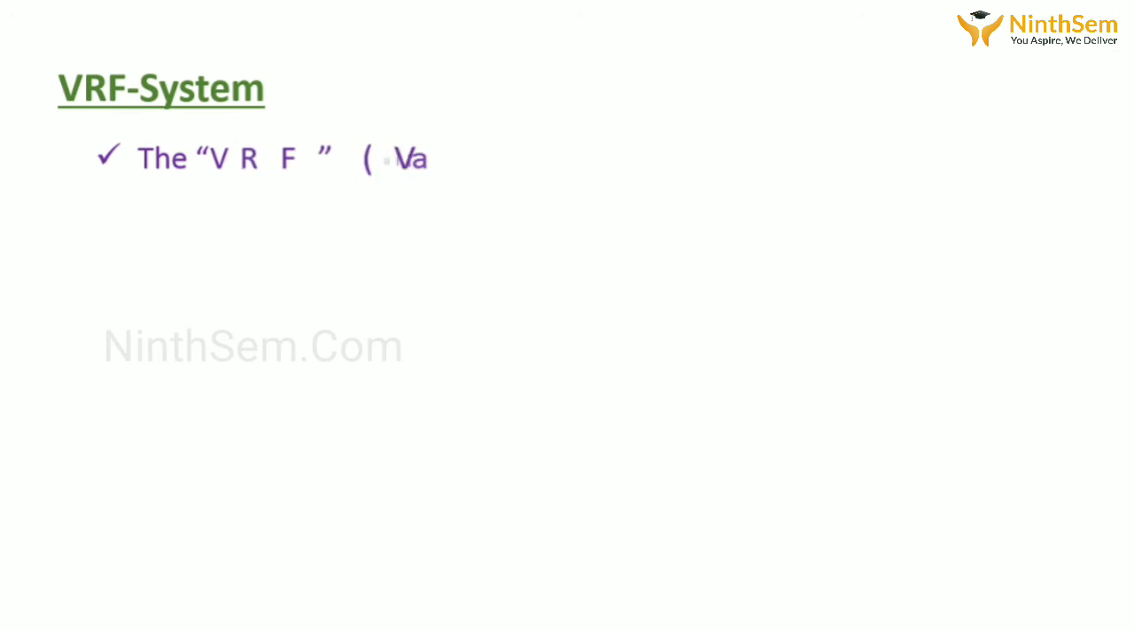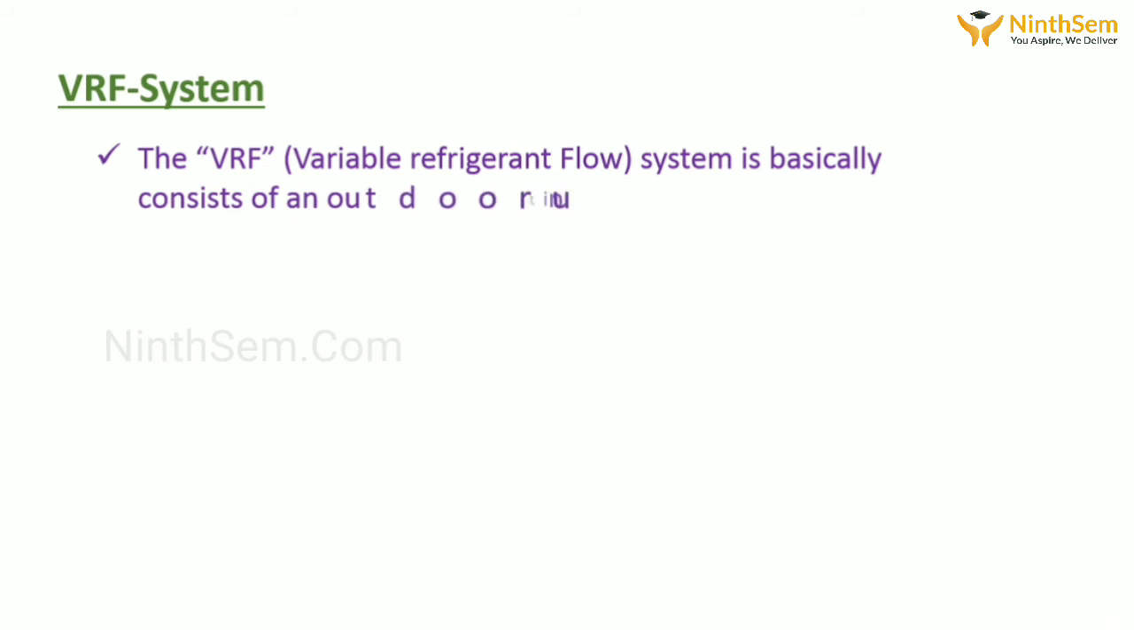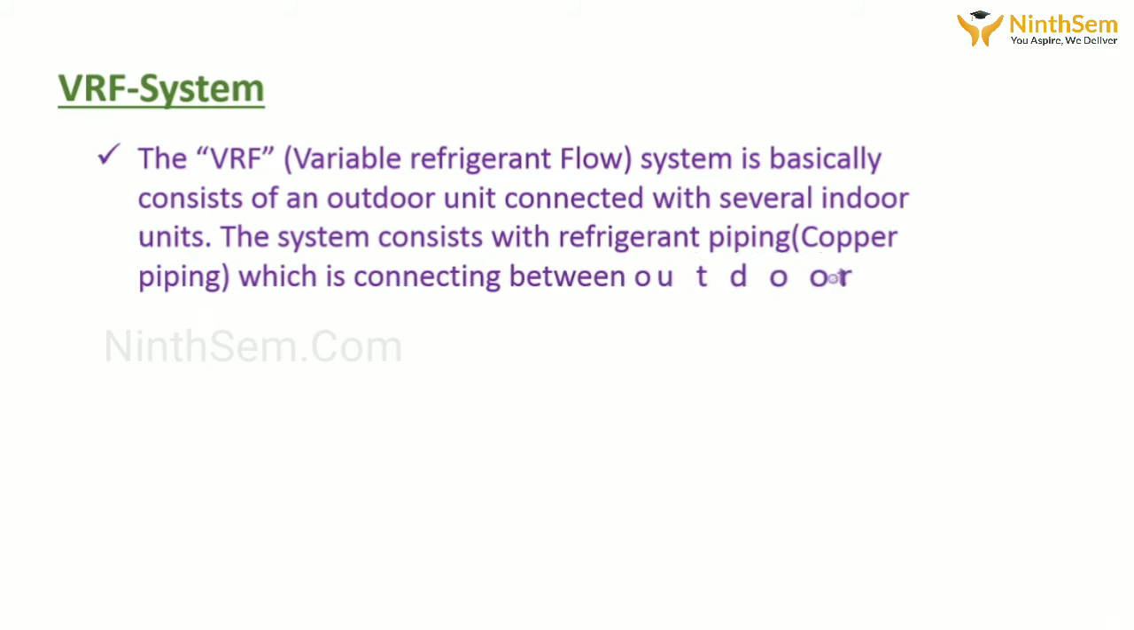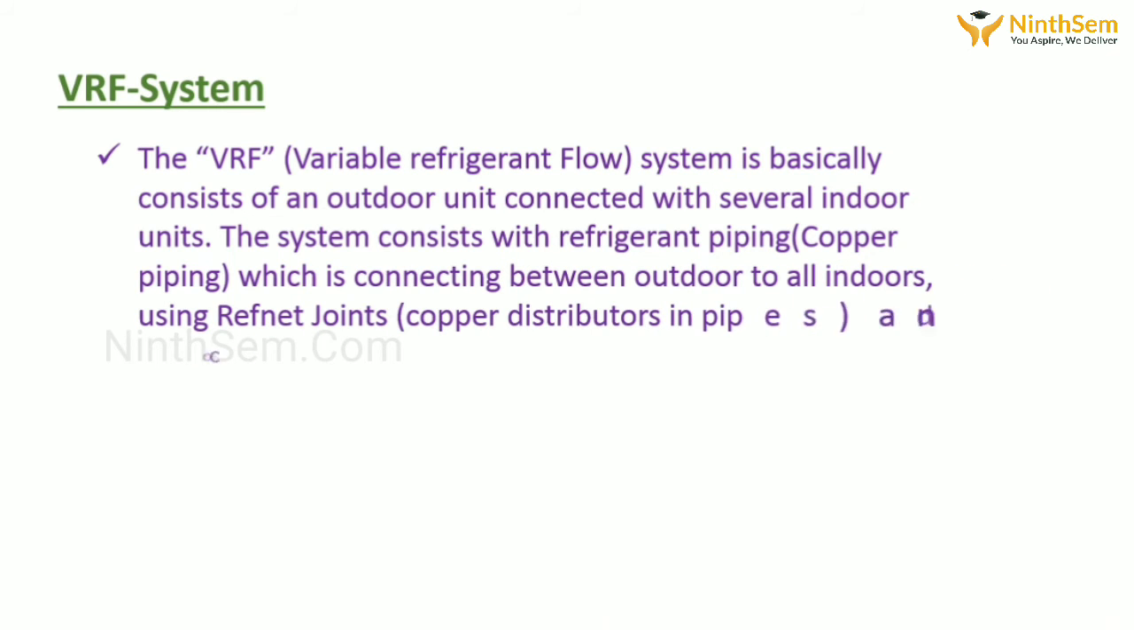The VRF, that is variable refrigerant flow system, basically consists of an outdoor unit connected with several indoor units. The system consists of refrigerant piping, that is copper piping, which connects the outdoor unit to all indoor units using Refnet joints, that is copper distributors in pipes, and communication wiring.